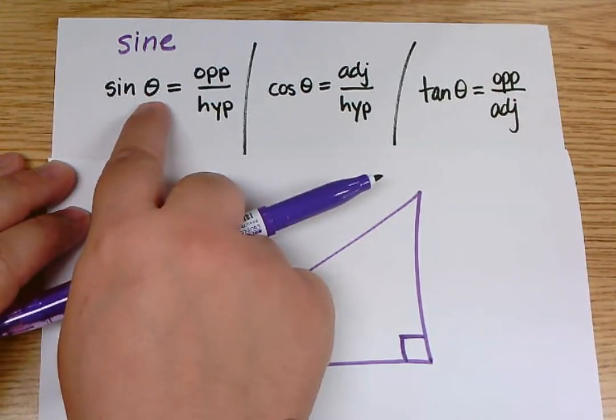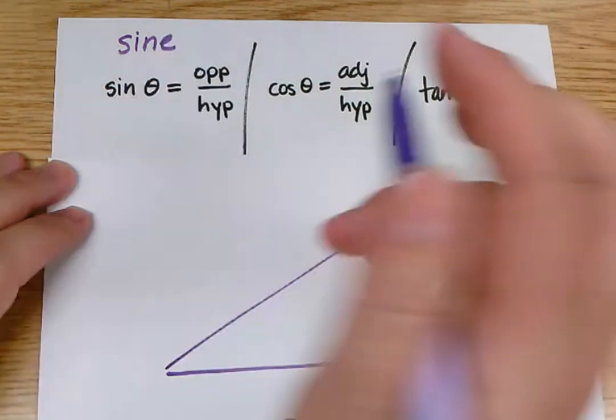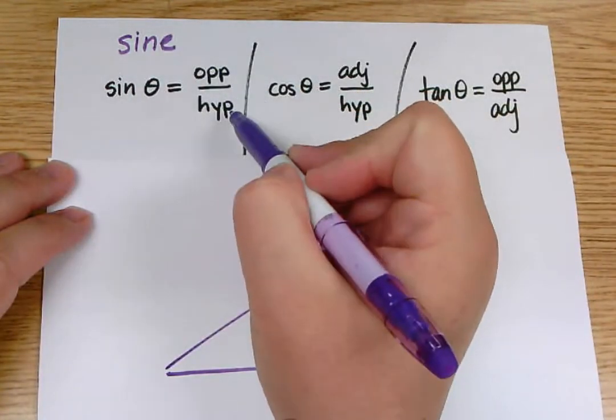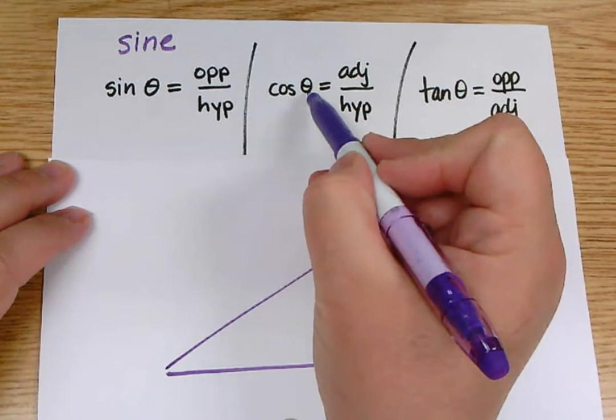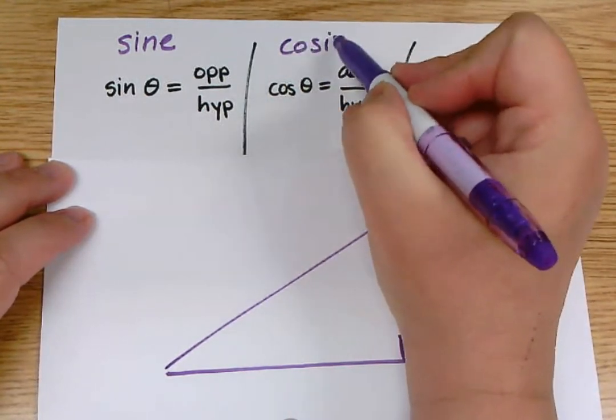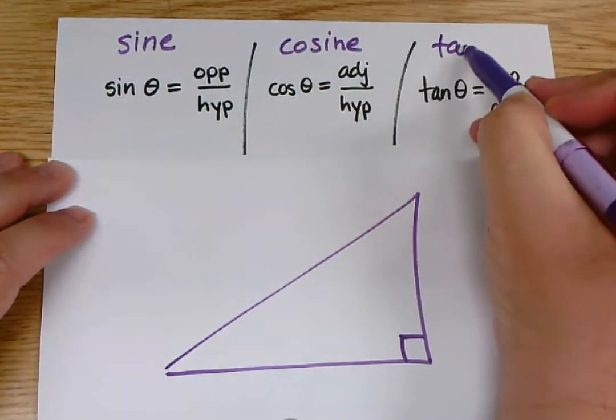Here, this is the Greek letter theta. It could just be an X instead, or it could be a capital A or something like that. The sine of my angle is equal to the opposite side over the hypotenuse. The cosine of my angle, and again, this is cosine, that's an abbreviation. And this is tangent.